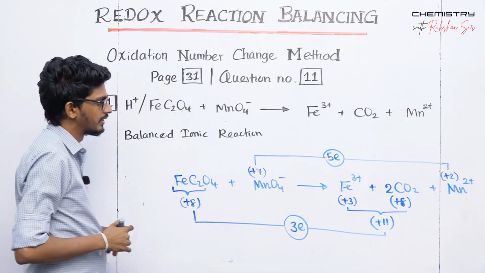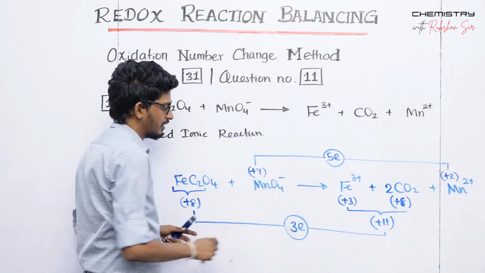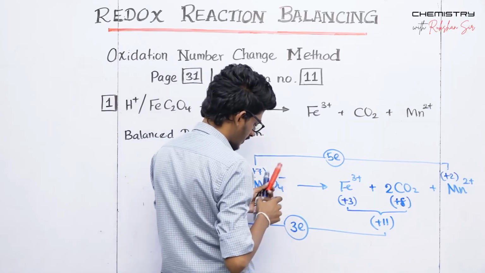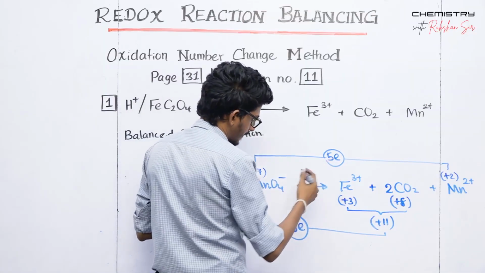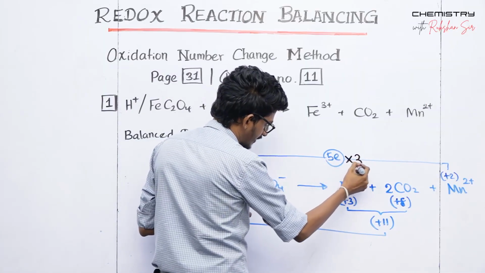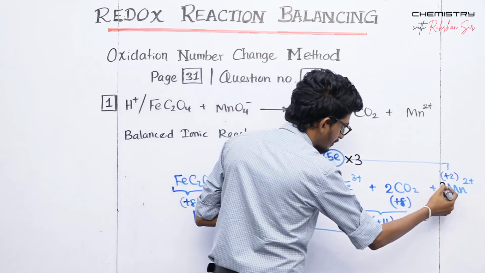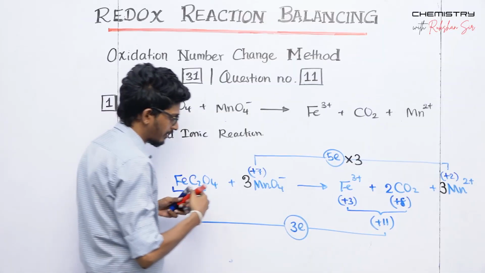So the least common multiple is going to be 15. You need to multiply the oxidation half by 5 and the reduction half by 3 to get 15.